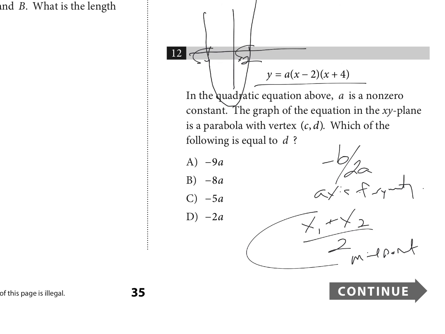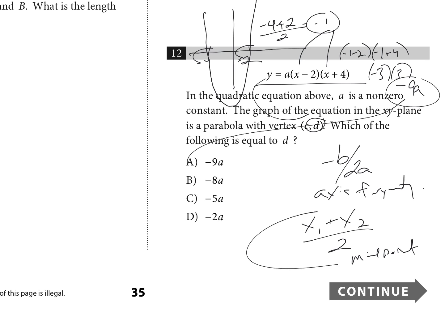So using these two things to get the midpoint, you're just going to have -4 plus 2 over 2, giving you -1. Pop it there and pop it there. What do you get? You get -1 minus 2, and you get -1 plus 4, which is -3 times 3. And I'm liking it a lot. D is the answer, and you're done. All right? No better feeling than making your way through the math, seeing these common concepts, and knowing that you have a number of ways to attack them.